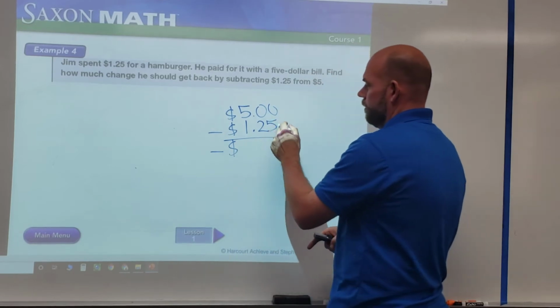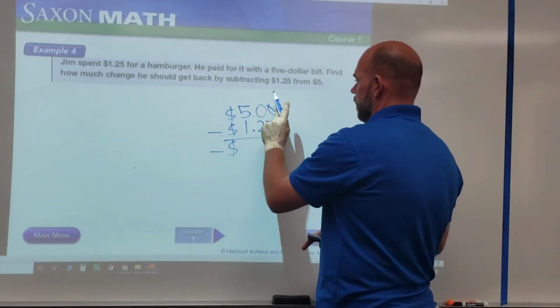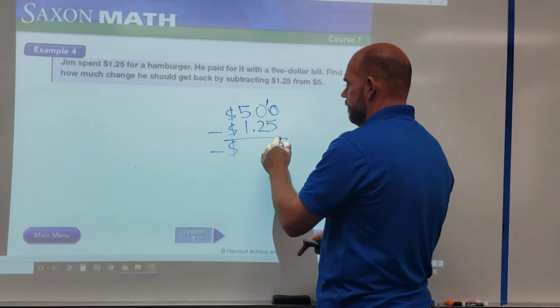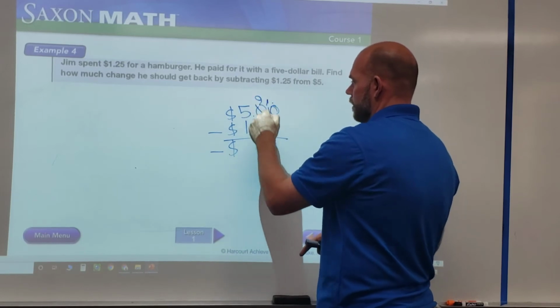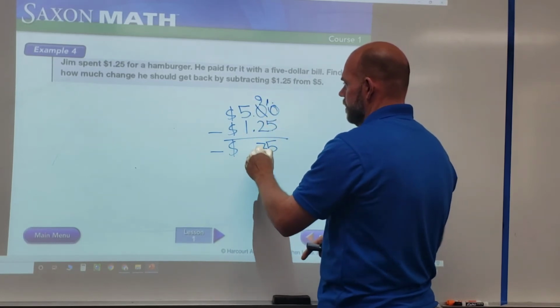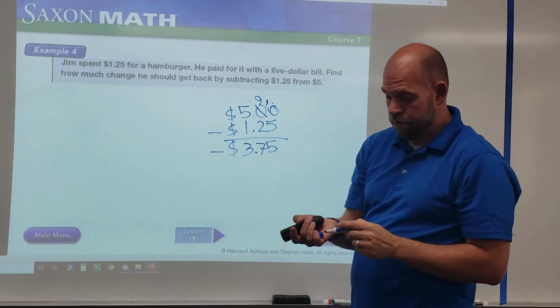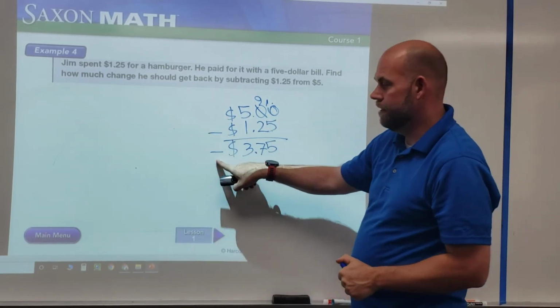And then we just subtract 5 from 0. We're going to have to change that to a, sorry, I don't have to cross that one out. I'm adding a 1 and making that a 10. 10 subtract 5 is 5. Because I added that, I have to change that to a 9. 9 subtract 2 is 7. And then 5 subtract 1 is 3. So our difference is 3.75. Minuend, subtrahend, difference.